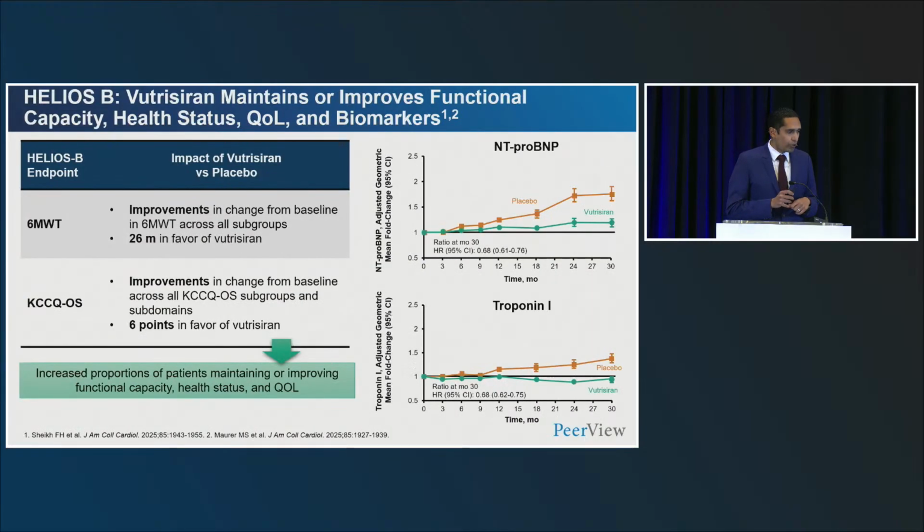So those function and feel endpoints all again favored vutrisiran in terms of 6-minute walk time as well as KCCQ and quality of life, less worsening of the NT-proBNP and stabilization of troponin as well.